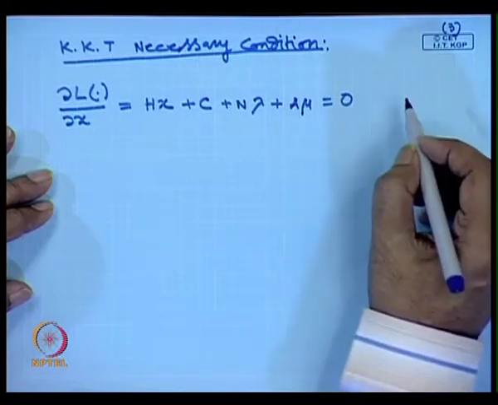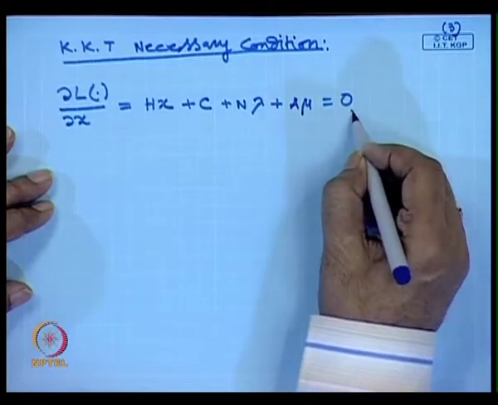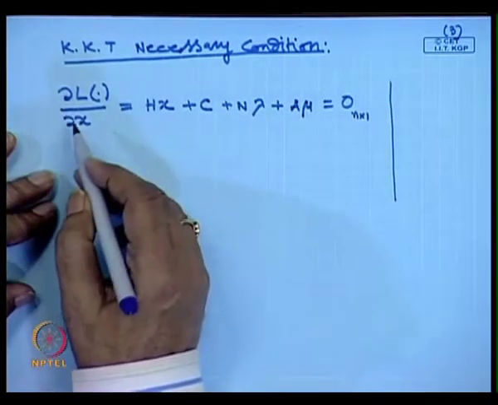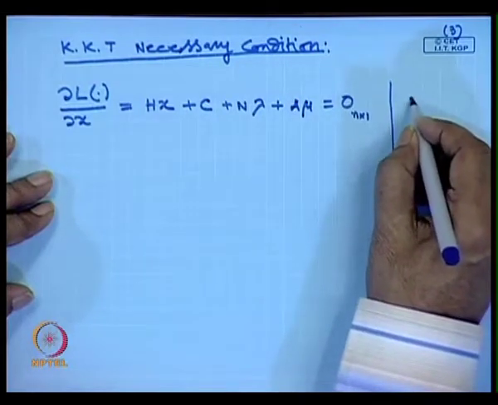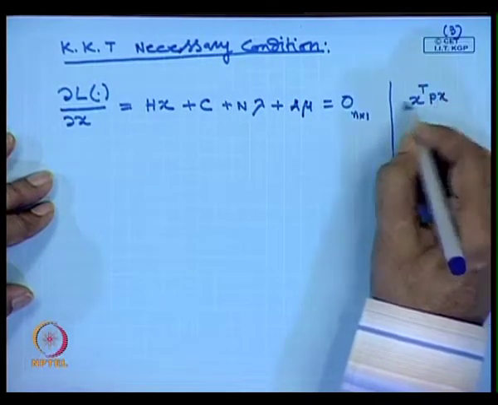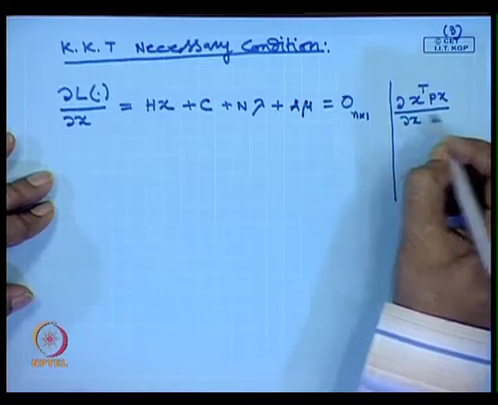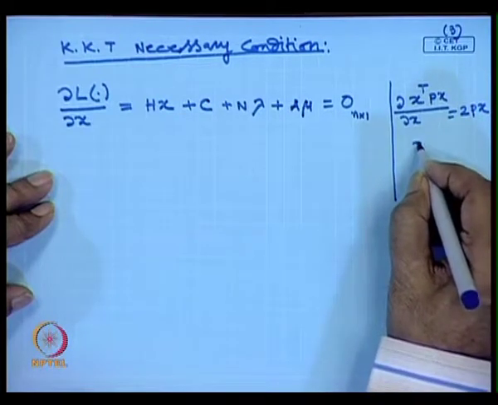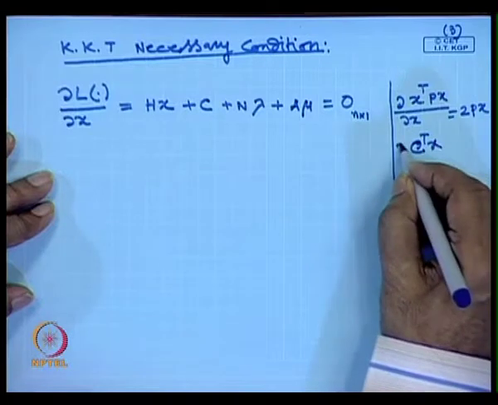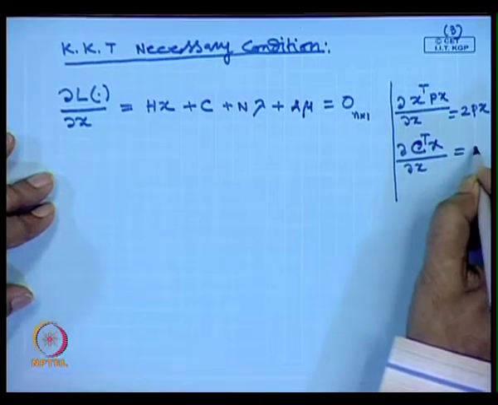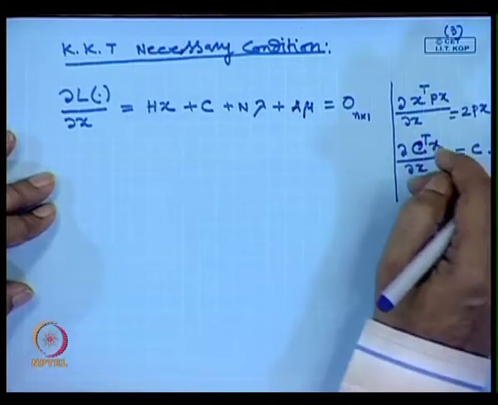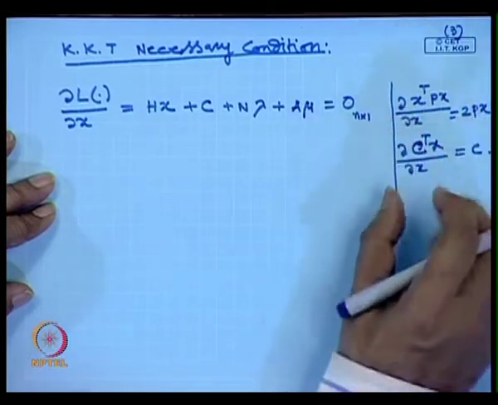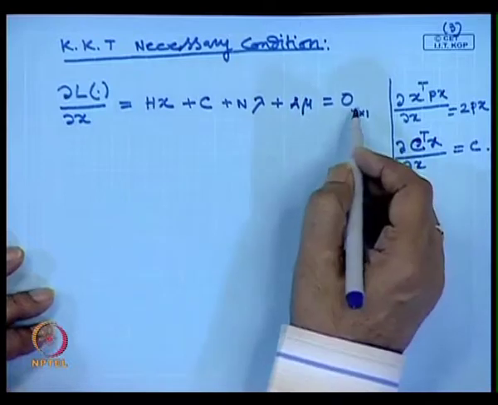Now see, how many equations will you get? There are n equations. We used this property: when differentiating x transpose P x with respect to x, we get twice P x. Then for C transpose x, differentiating with respect to x, the result is C. We can verify this by the simple principles of differentiation of a scalar quantity with respect to a vector. So this is the first one we got.